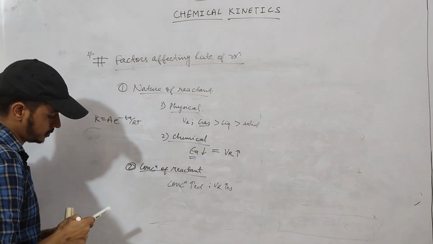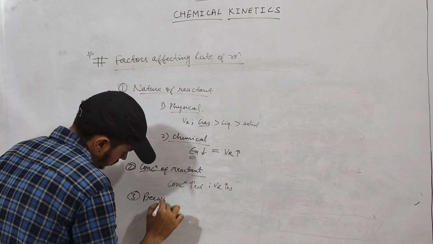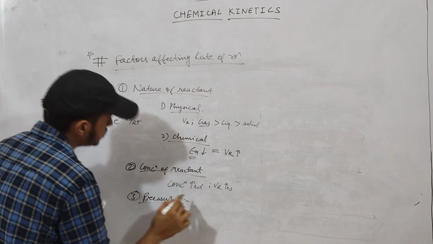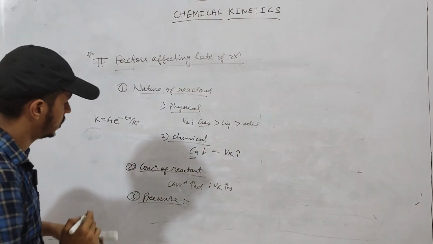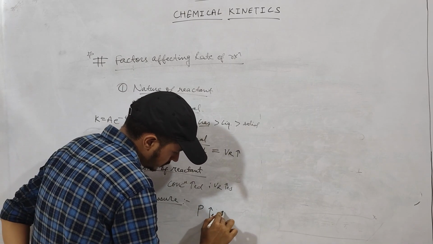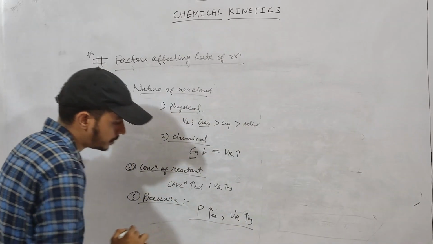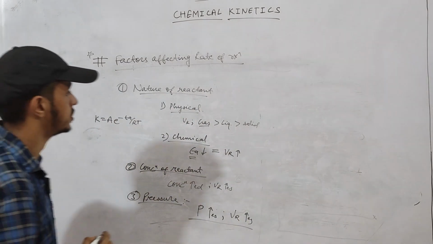Third is pressure. Pressure also affects the rate of reaction. When the pressure increases, the rate of reaction also increases. This is simple. When the pressure increases, the rate of reaction also increases.